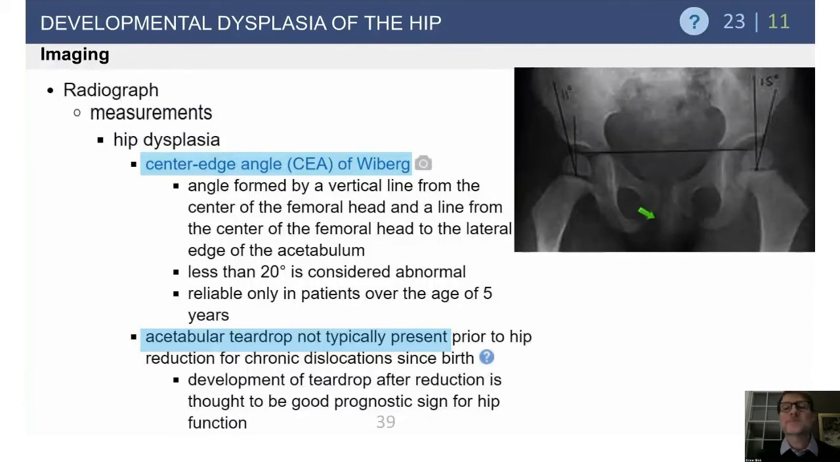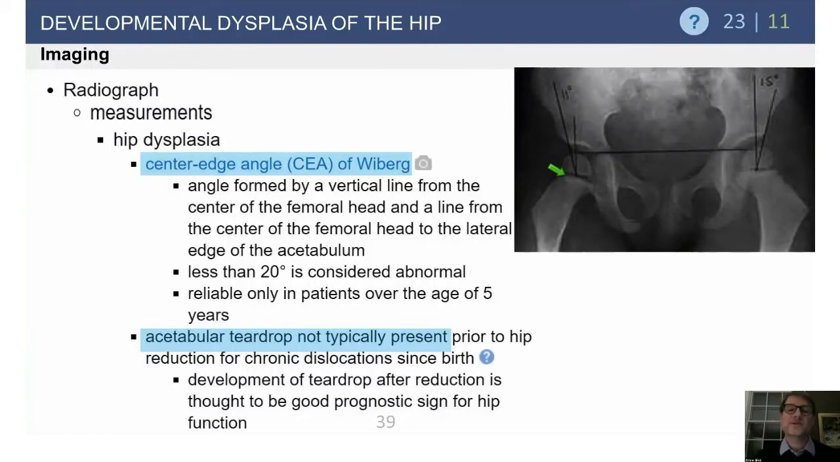Now, when people become more skeletally mature, here's an example of the lateral CE angle in an immature child. I personally don't get it till they're skeletally mature because I think there's a lot of variation. But basically, the lateral center edge angle of Wiberg is the center of the femoral head and a line straight up, which is 90 degrees to Hilgenreiner's line, and then from this point to the lateral aspect of the sourcil, and that angle, at least in skeletally mature people, should be under 25 degrees.